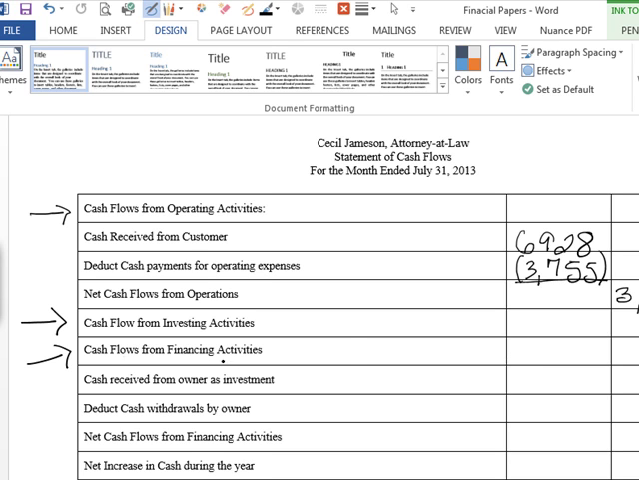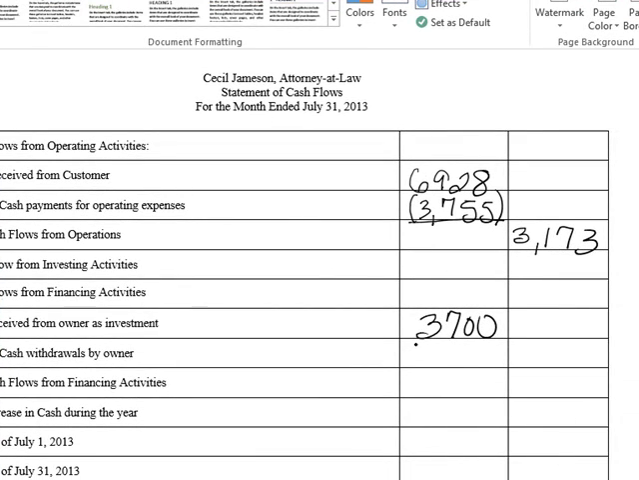So we're going to drop down to cash flow from financing activities, and we're going to enter in the cash received from an owner as an investment. For the month of July, the owner invested $3,700. We're going to deduct out any withdrawals by the owner, and in this month, the owner took out $1,000. So we're going to list $1,000 as a negative number. Right, draw a line, do a calculation, and then our net cash flow from financing activities is $2,700.